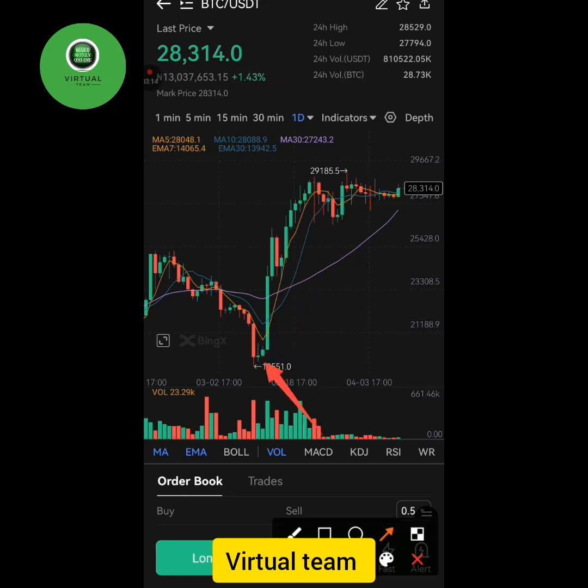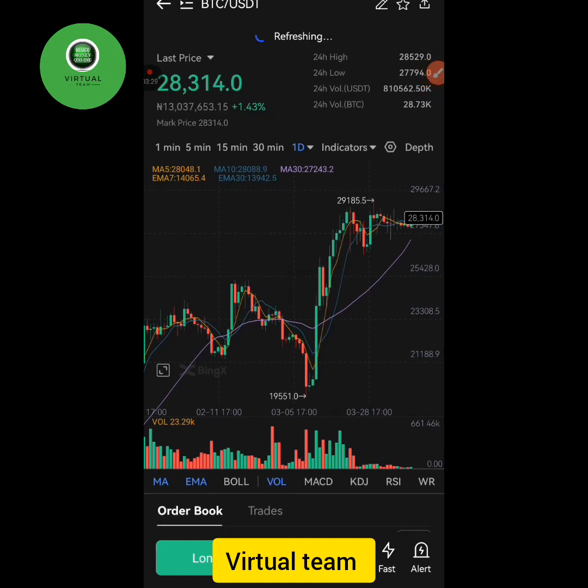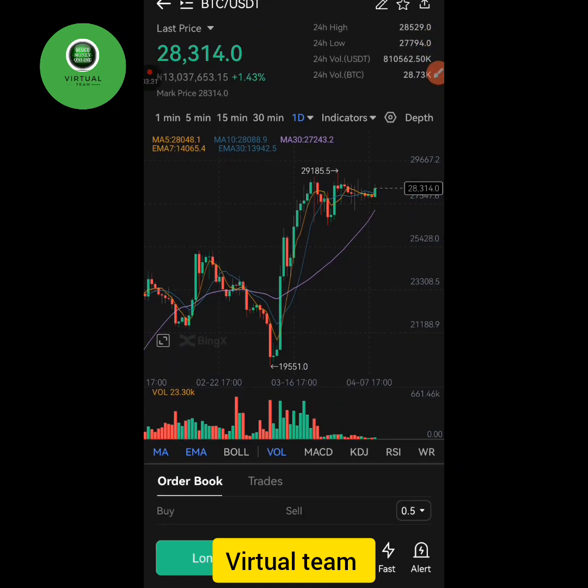Now what's the best time for me to trade? Obviously the best time for me to trade is when the stick is at the down level. So let me zoom this so that you know when the stick is at the down level. When the stick is at the down level, then I place my trade.